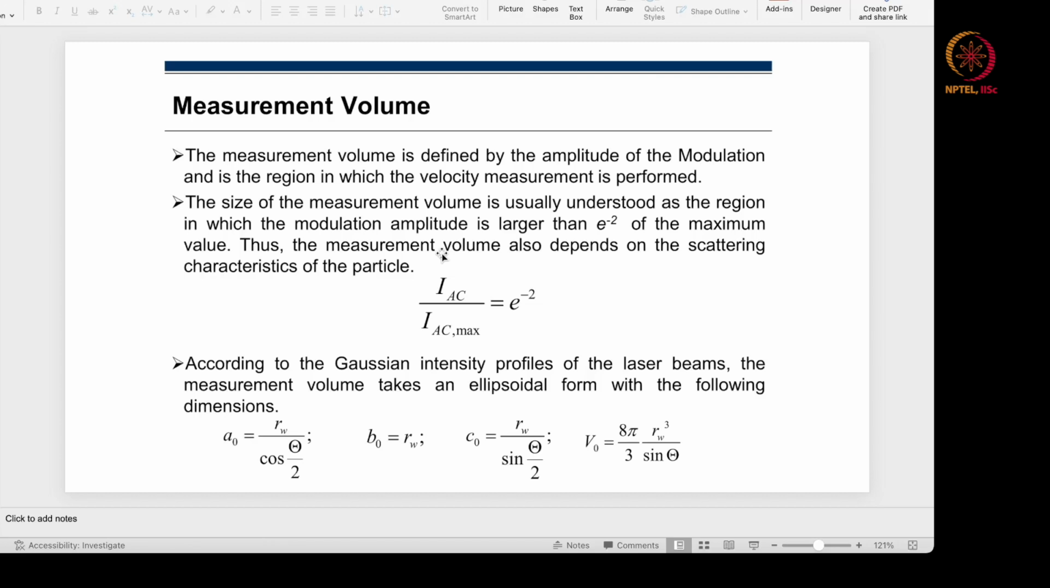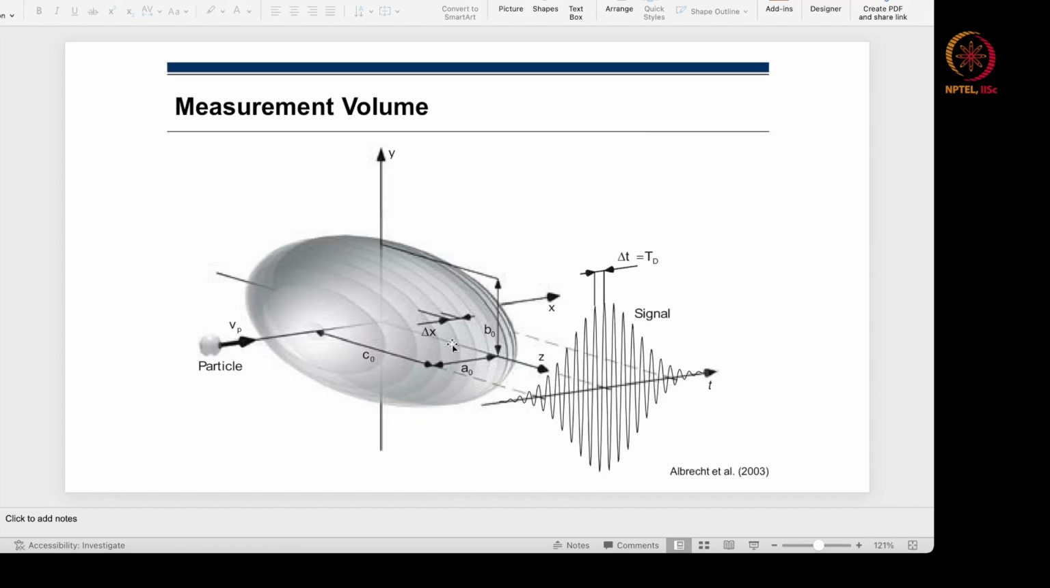Okay. So the measurement volume, as you can see, is I_AC by I_AC max equal to e to the power of minus 2. According to the Gaussian intensity profiles of the beam, the measurement volume takes an elliptical form with these following dimensions that you see over here. These are the dimensions of the measurement volume, and these dimensions are basically shown over here.